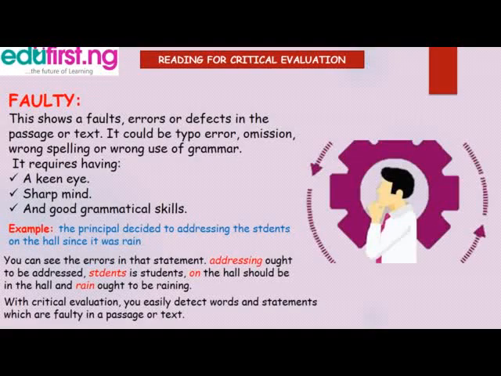Next is faulty statements. This shows the faults, errors, or defects in the passage or text. It could be a typo, omission, wrong spelling, or wrong use of grammar. It requires having a keen eye, a sharp mind, and good grammatical skills. Example: the principal decided to addressing the students on the hall since it was rain.